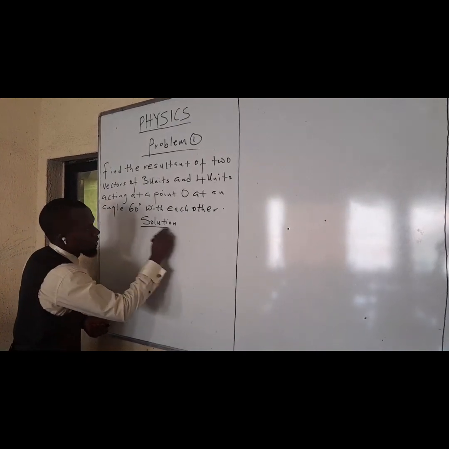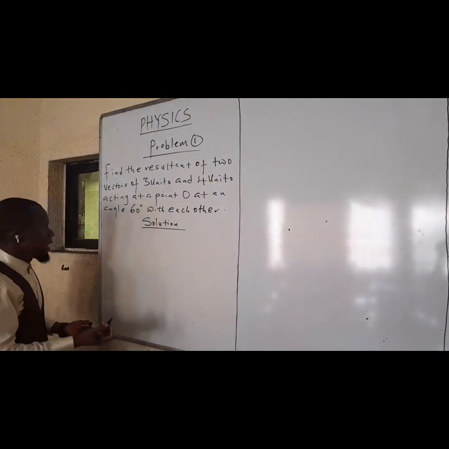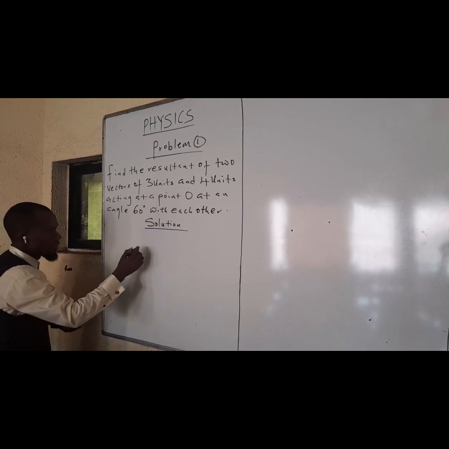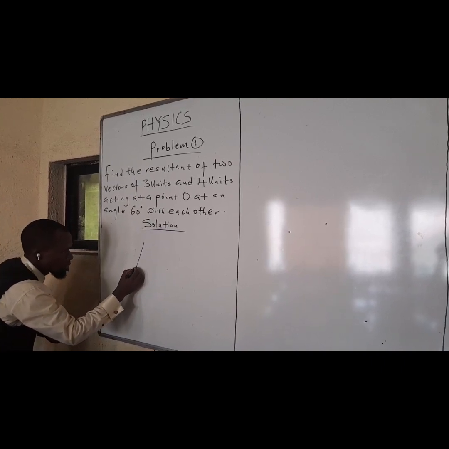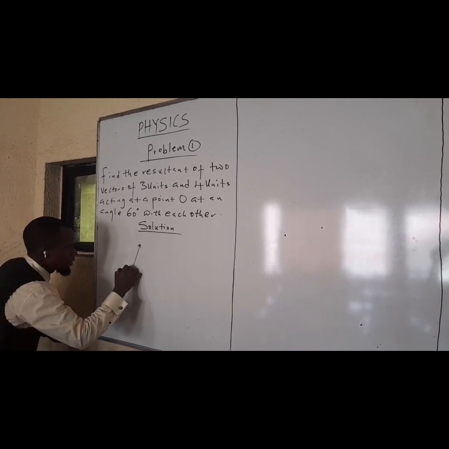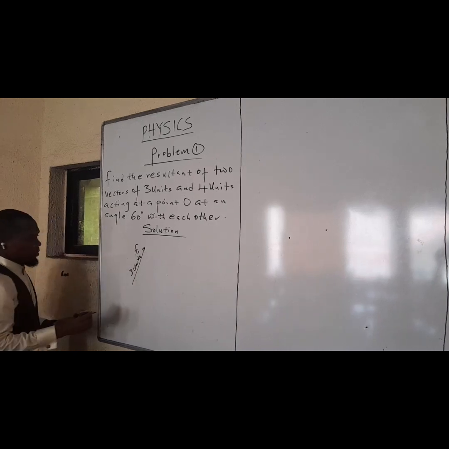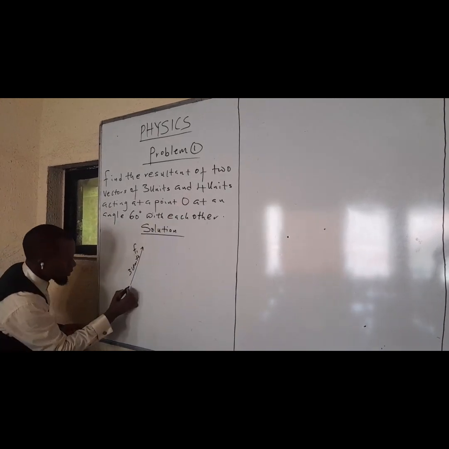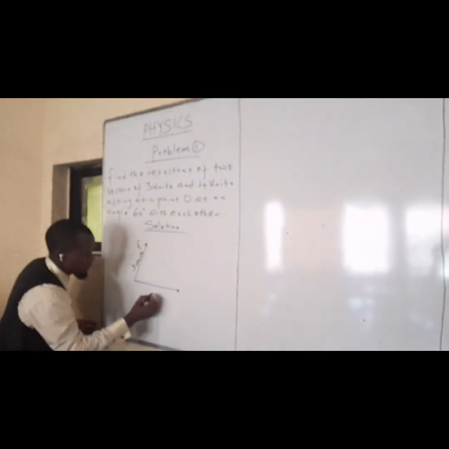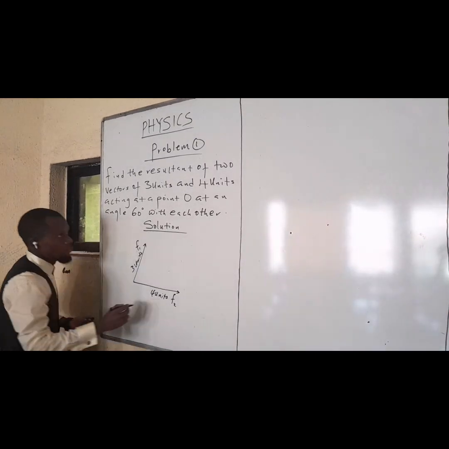Solution. The first thing I need to do is bring out the diagram. So how am I going to do that? The first vector is for 3 units. I'll bring it this way. This is my 3 units. I'll call this F1. And 4 units, I'll call this part 4 units. And I'll call it F2.